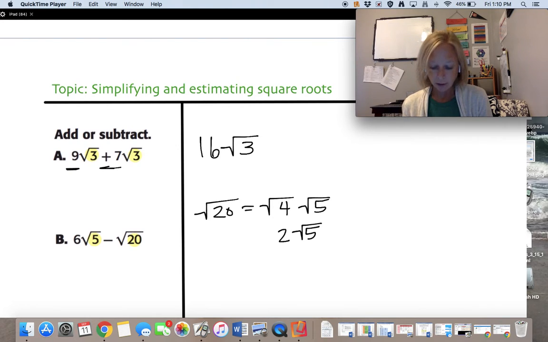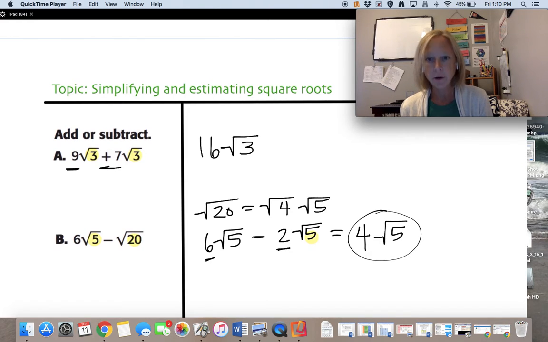And notice, now that I've simplified it, I have a like radical term. So I can now write down my 6 square root of 5 in front. And I am now going to subtract these coefficients of 6 and 2. 6 minus 2 is 4. So this simplifies to 4 square root 5.